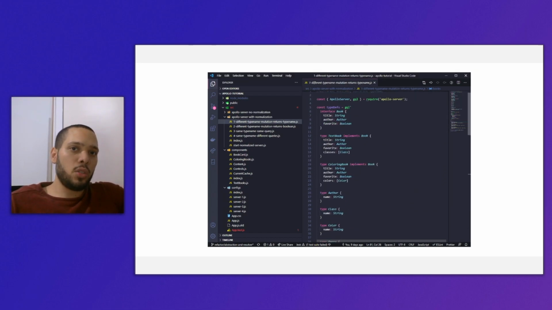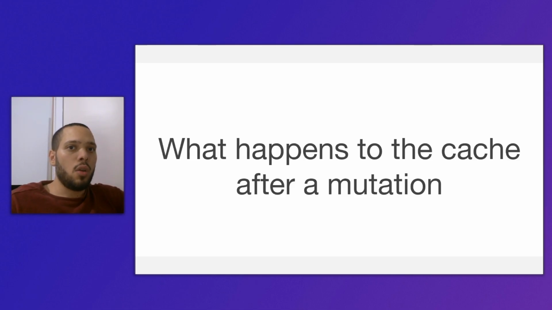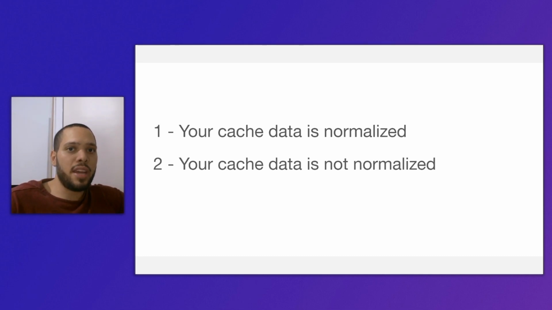But before we get into it, let's first talk about what happens to Apollo cache after a mutation gets fired. What happens to the cache depends primarily on how your data is actually stored. And by that I mean that we can face two different scenarios. You can either have normalized data in your cache already, or you can have unnormalized data in your cache.